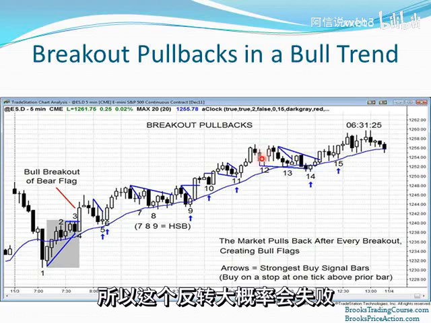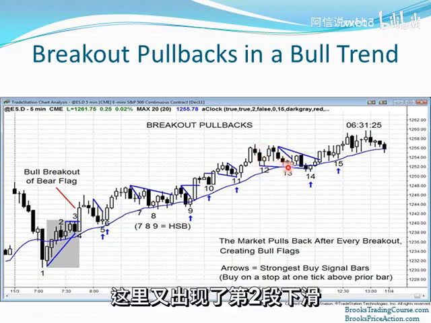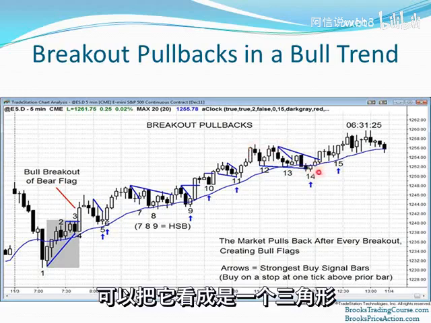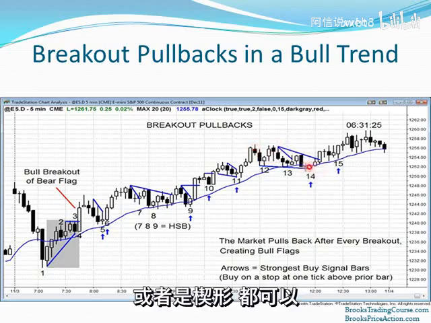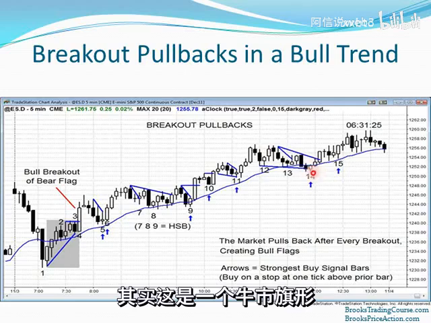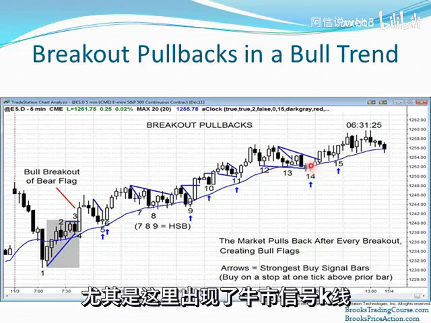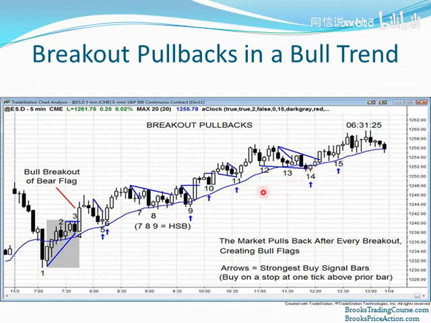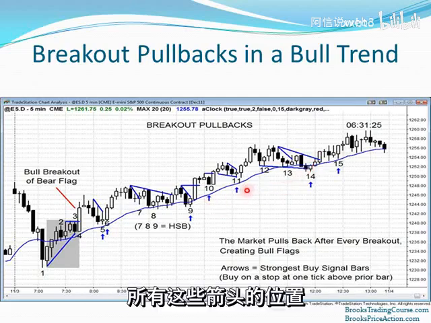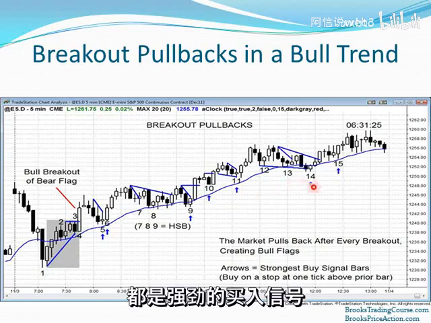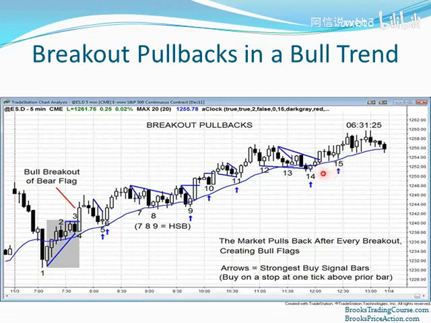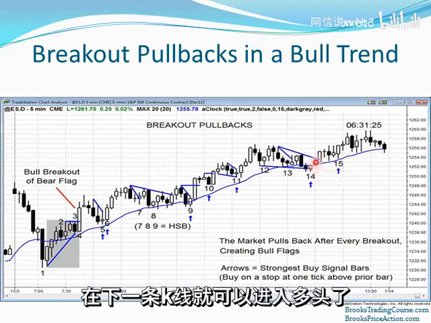This will probably fail. We had a push down here, the bears had a second push down here, and a third push down here. You can call it a triangle or a wedge, doesn't matter. It's a bull flag and a buy setup, especially when you have a bull signal bar here at the moving average. Each of these arrows are strong buy signals. You place a buy stop 1 tick above the high of the signal bar, and then you enter on the following bar.